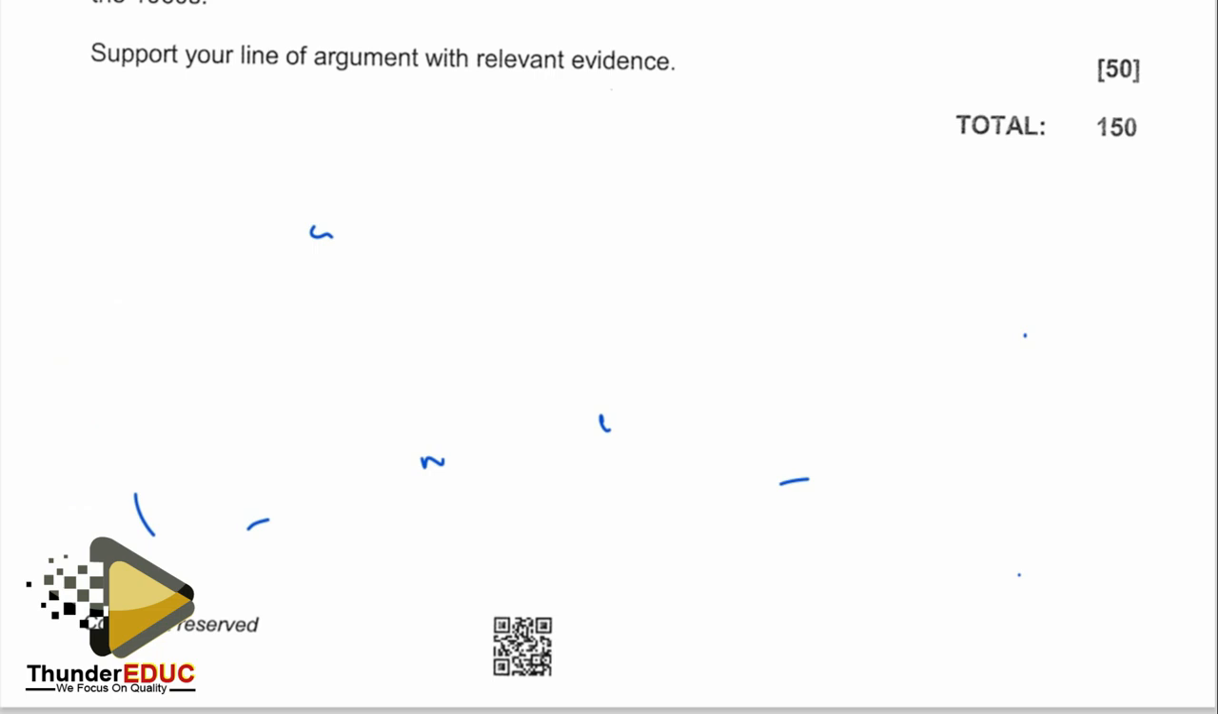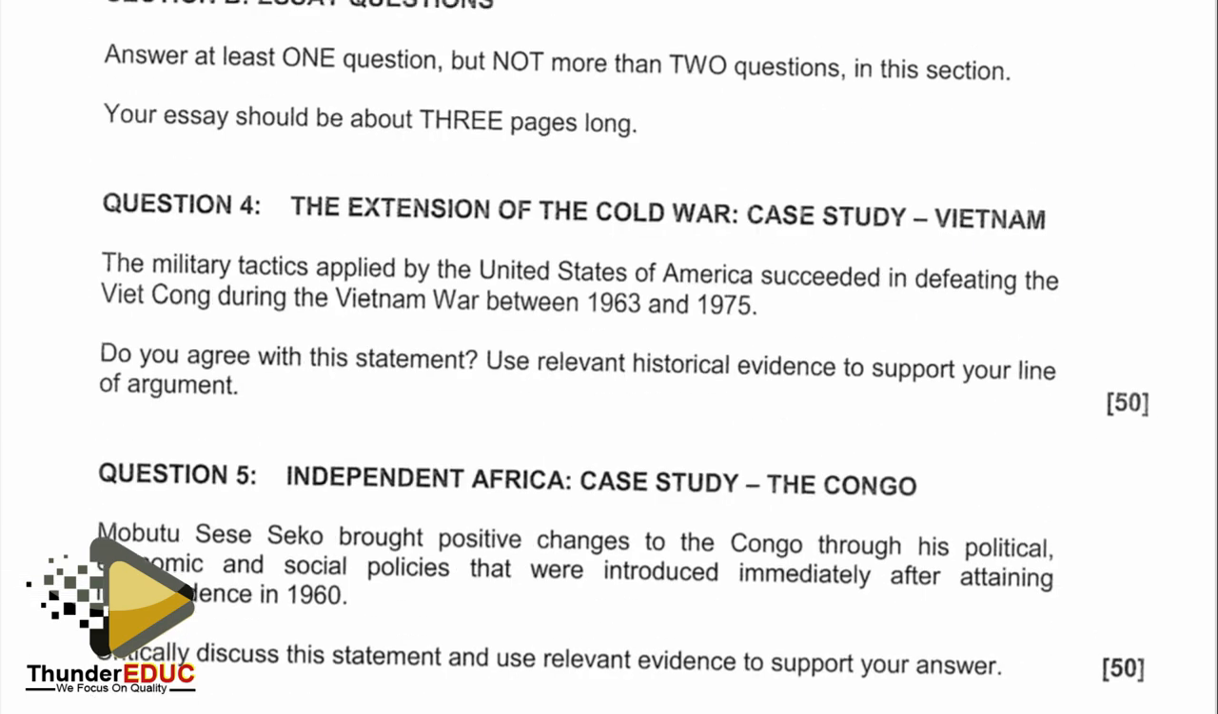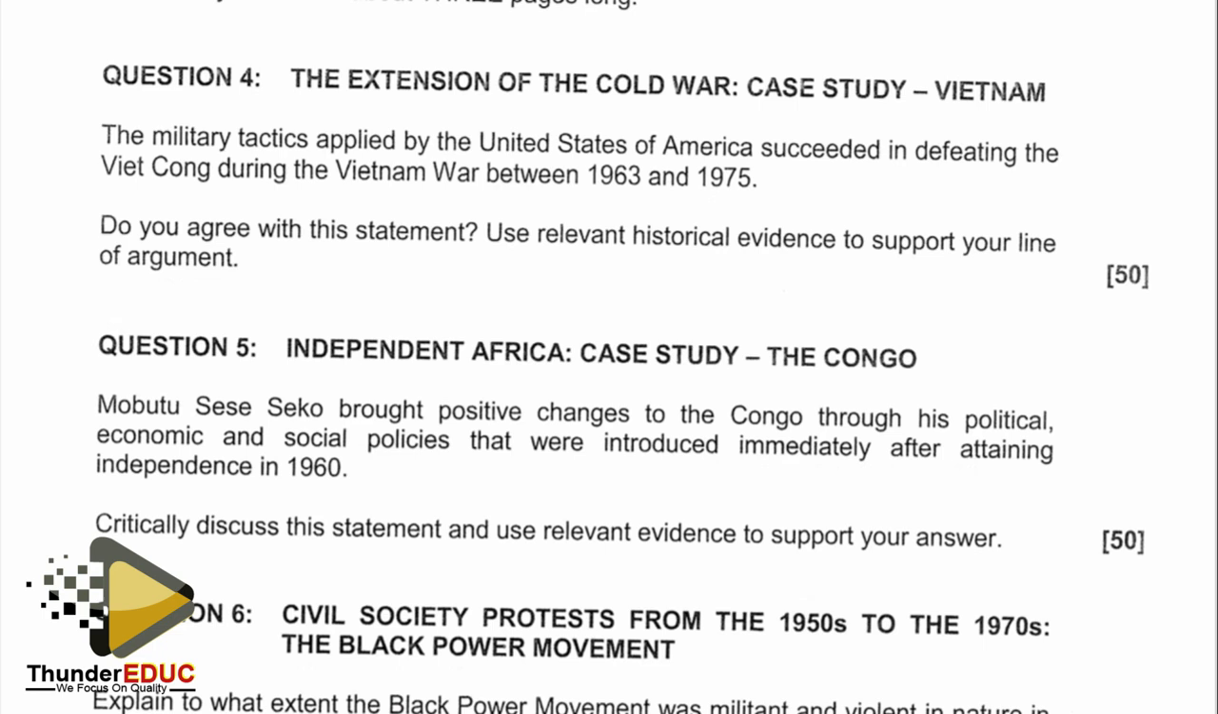Right, we move on to the last essay question, which is question number 5, the essay question on the Congo, the case study from independent Africa. It says: Mobutu Sese Seko brought positive changes to the Congo through his political, economic, and social policies that were introduced immediately after attaining independence in 1960. Critically discuss. This question here is a critical discussion.